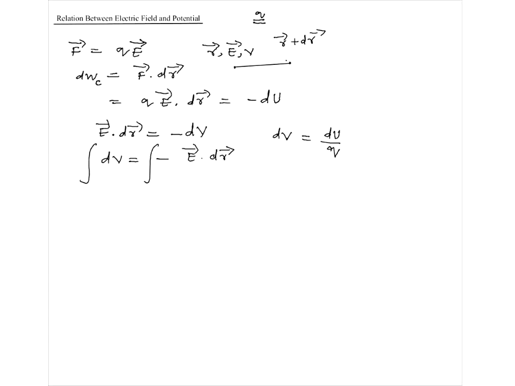Initial to final. So V at R2 minus V at R1. Now V is not a vector, but R2 is a vector, R1 is a vector. V at R2 position vector minus V at R1 position vector. That's it. That's a very useful result. Very useful.